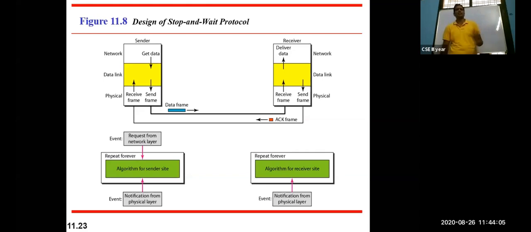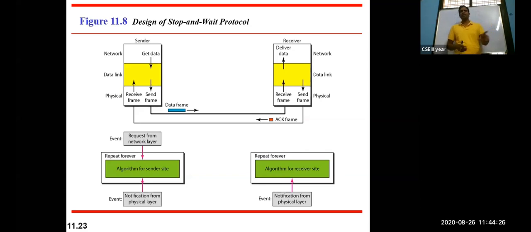The green rectangles on the sender side. Obviously, there should be a request from the network layer. Then the algorithm is implemented at the sender side. Sent. Don't worry about what is written at the bottom there. On the receiver side, there should be a notification from the physical layer. Once a frame is received, the algorithm is implemented.